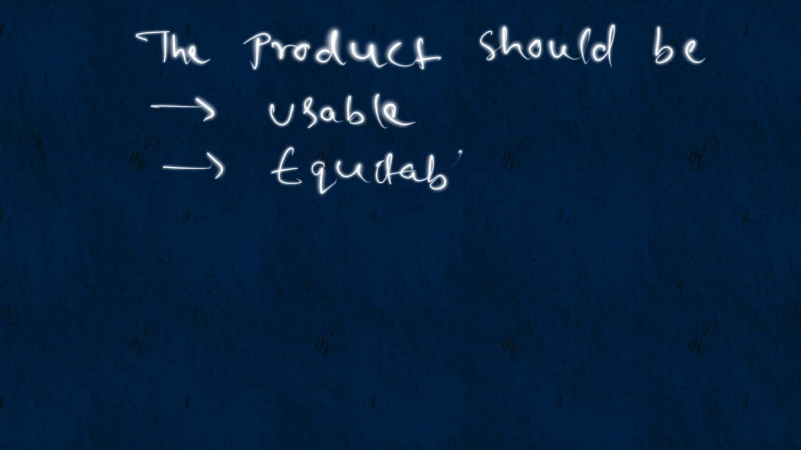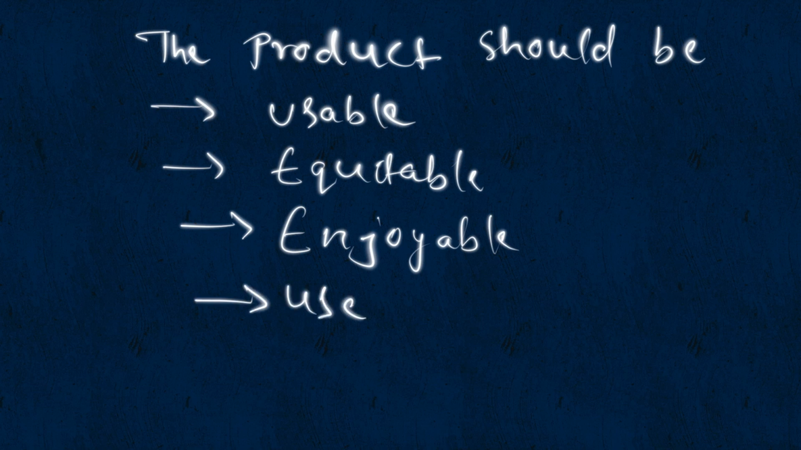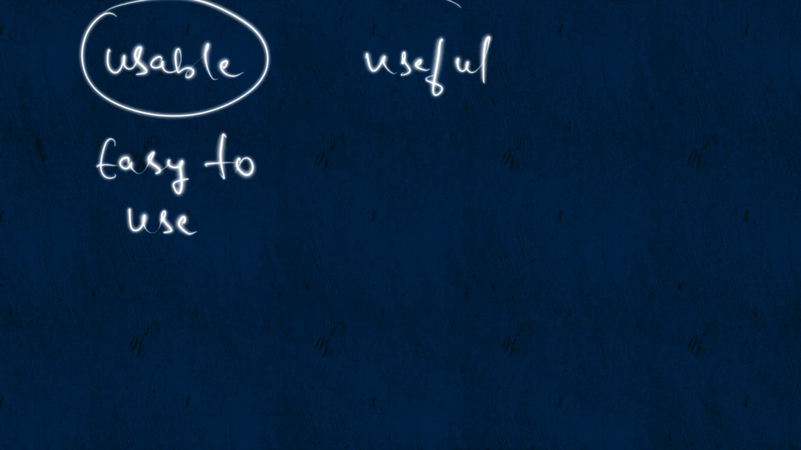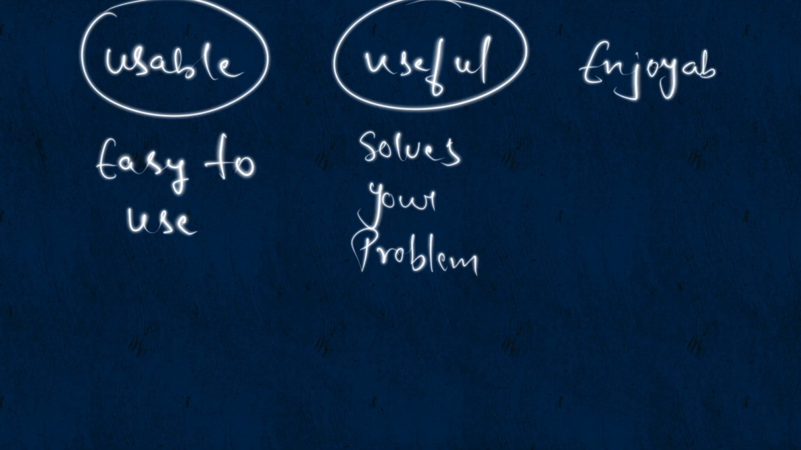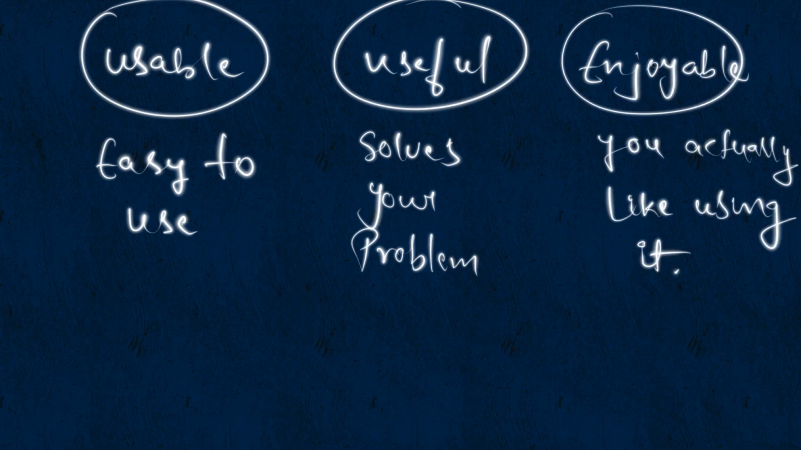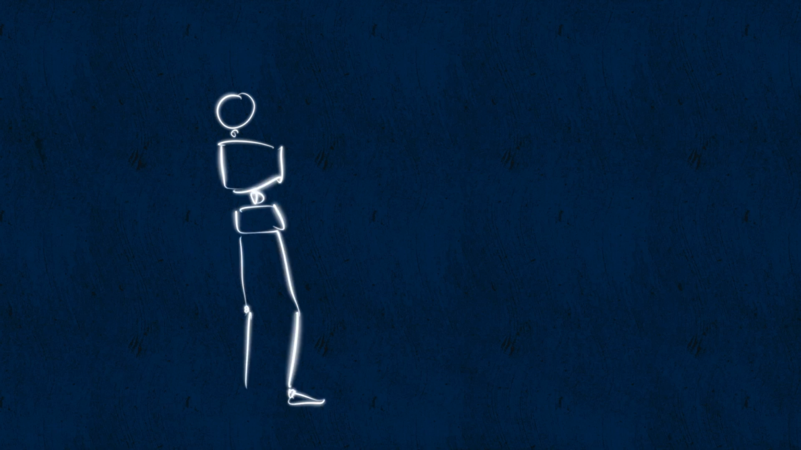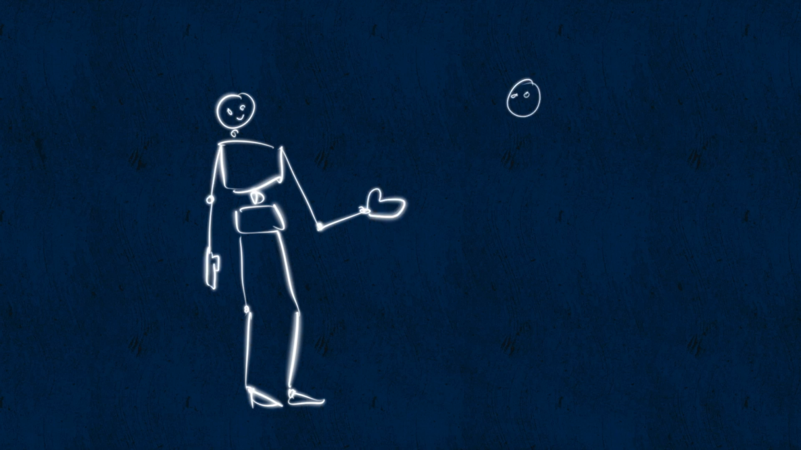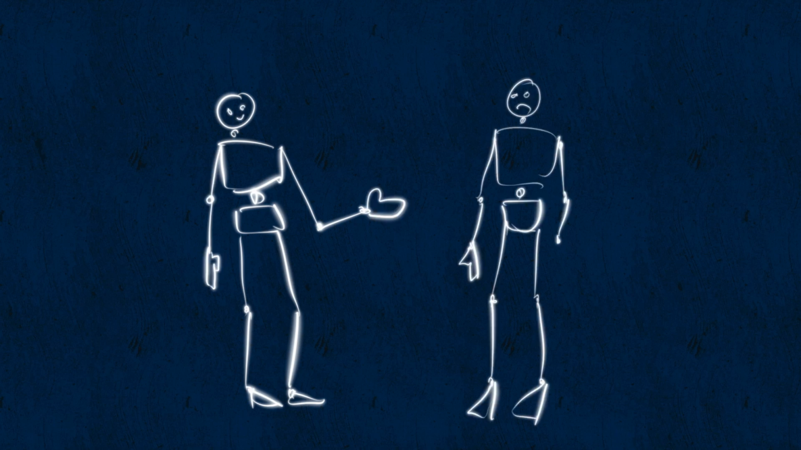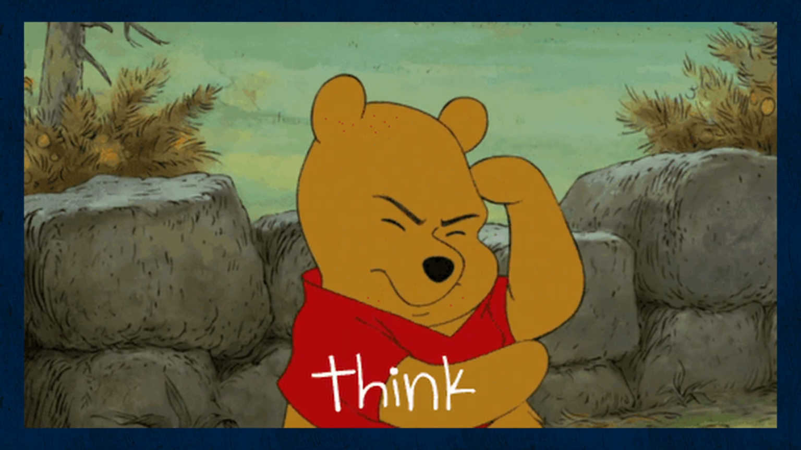And for a product to feel good, it should be usable, equitable, enjoyable, and useful. Usable means easy to use, useful means it solves your problem, enjoyable means you actually like using it. It should work for everyone. For example, one person might like reading text, but someone with low vision might need sound. So as designers, we have to think beyond ourselves.